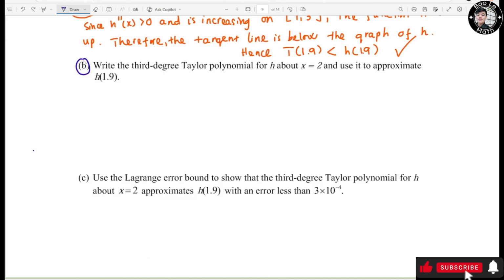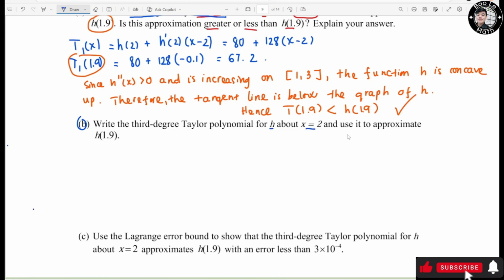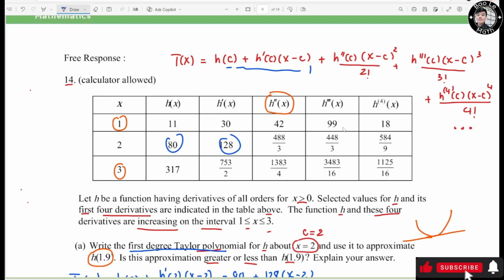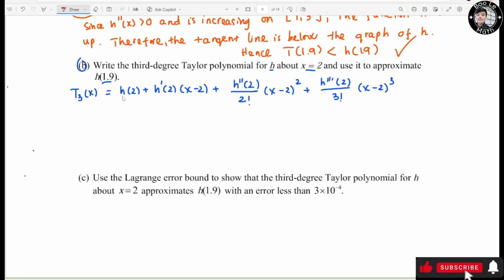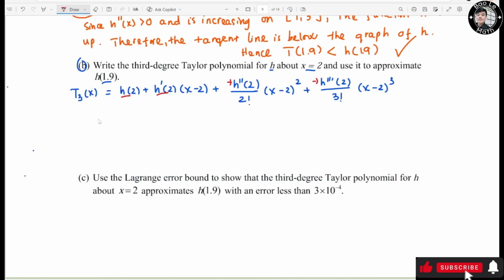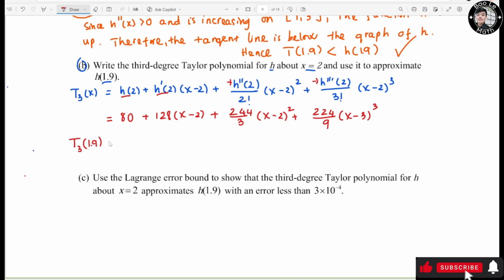Now let's move on to question B. Write the third degree Taylor polynomial for the function h about s equals 2 and use it to approximate h of 1.9. Alright, so we're going back to this formula right here. For the third degree Taylor polynomial, we're going to stop right here. Now we need to use the values from the table right here, and then we're going to simplify it, right? So now we need to calculate T3 of 1.9, so substitute 1.9 for s and use the calculator. The answer should be approximately.